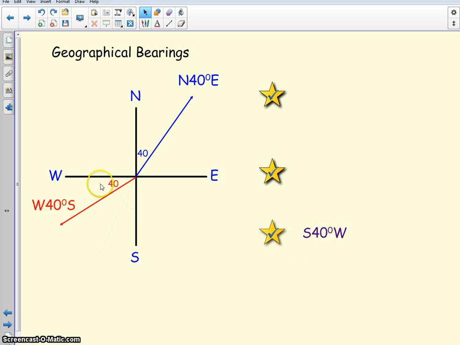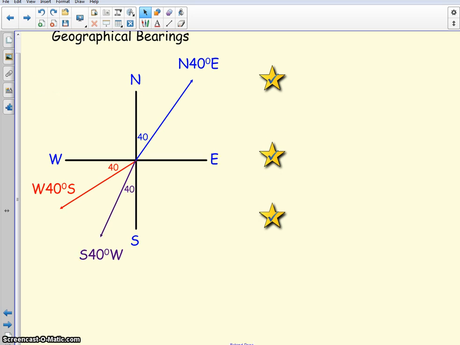And last but not least, south 40 degrees west means south, then 40 degrees to the west. I know that's not to scale, but whatever. So just keep that in mind if you ever see that in a problem. And when might you see it in a problem?